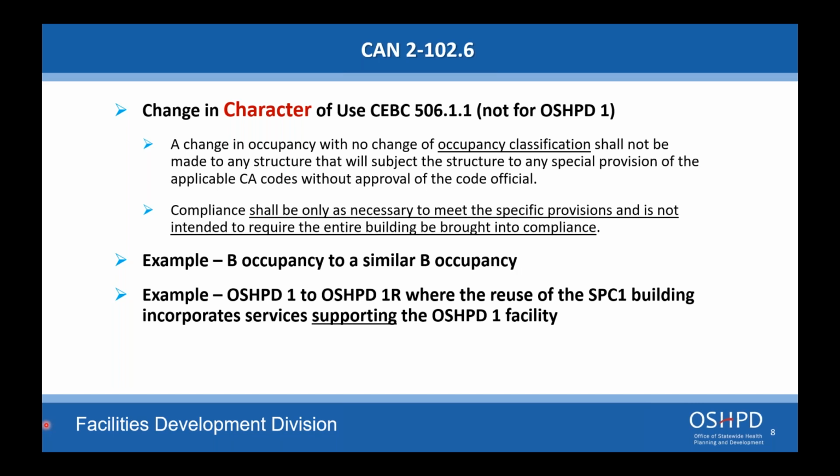Another example of this, we introduced the 1R with the 2019 building code. And if you're switching from an OSHPD 1 to an OSHPD 1R, where the reuse of the SPC1 building incorporates services supporting that one OSHPD 1 facility, you do not have to bring up the whole building to current code. So that 1R building that had acute care services removed does not have to be completely renovated for its repurposing.